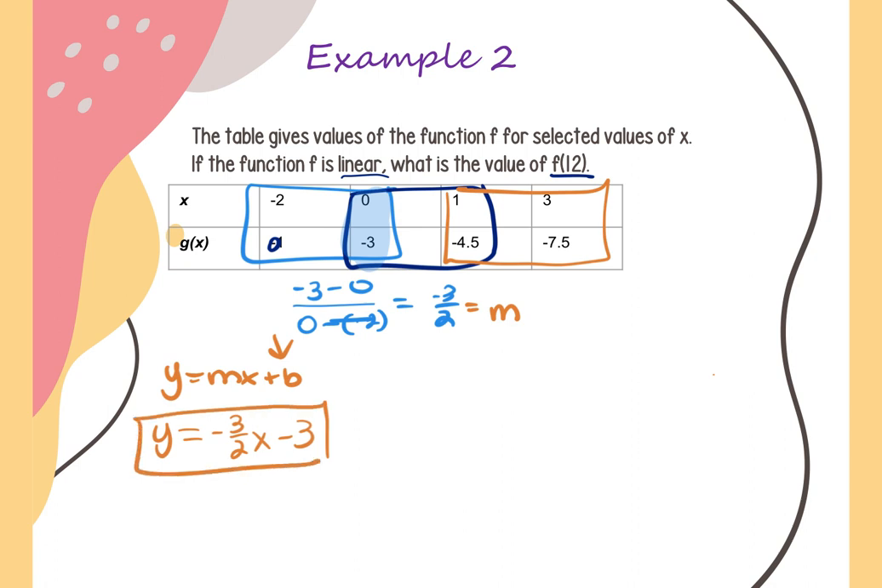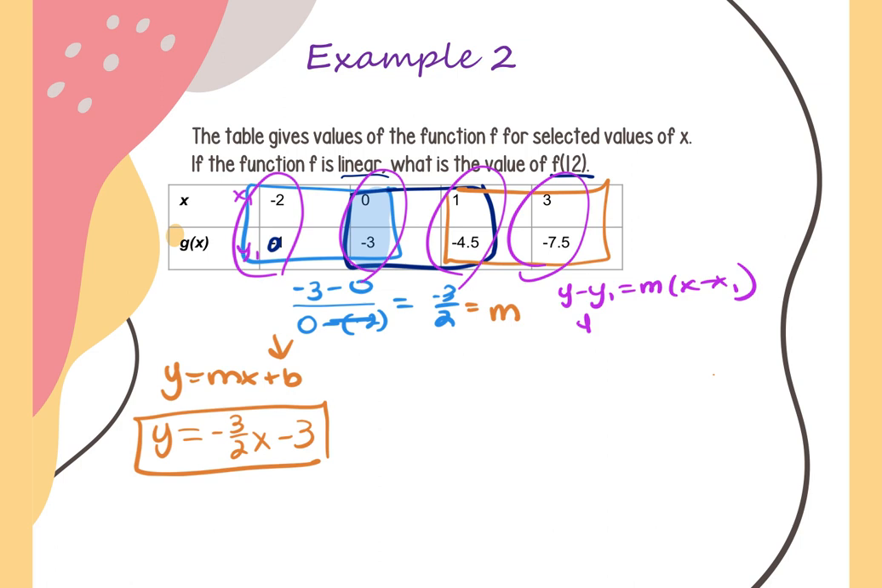If, for example, they didn't give you the y-intercept this time, then you can take any of these points and use them as your x1, y1 in your slope or point-slope equation, or I can use them in my y equals mx plus b by plugging in for x, y, and m and solving for b. So there's a couple different ways to have gotten the equation, but once you get it, you need to find f of 12.